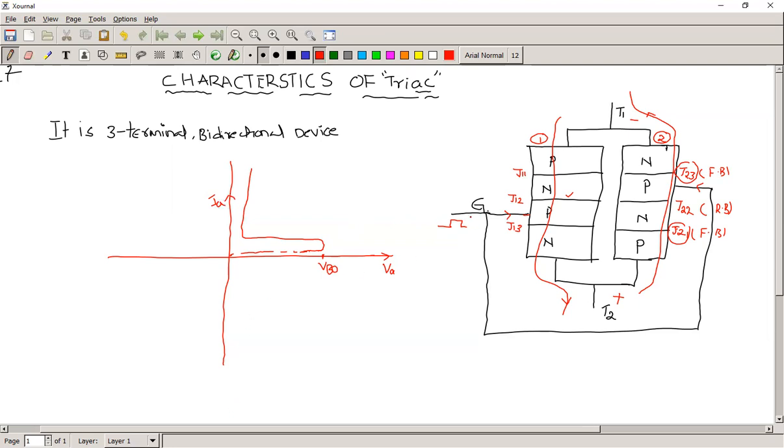So whenever you apply the gate voltage, the gate current is passing. So now junction J2 will break down with a lesser amount of anode voltage. This is for Ig0. This is for Ig1. This is for Ig2. Now what is the relation here? Ig0 is less than Ig1, less than Ig2.